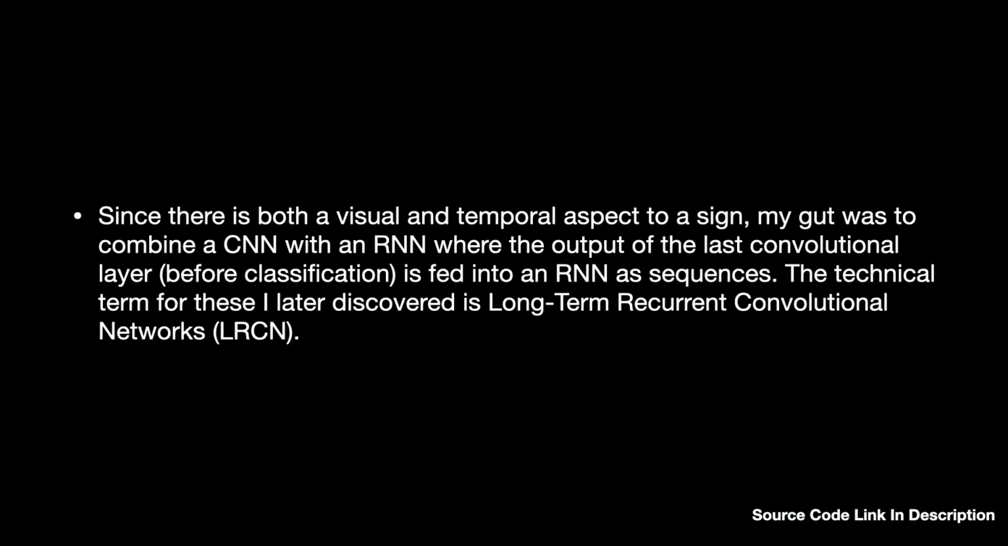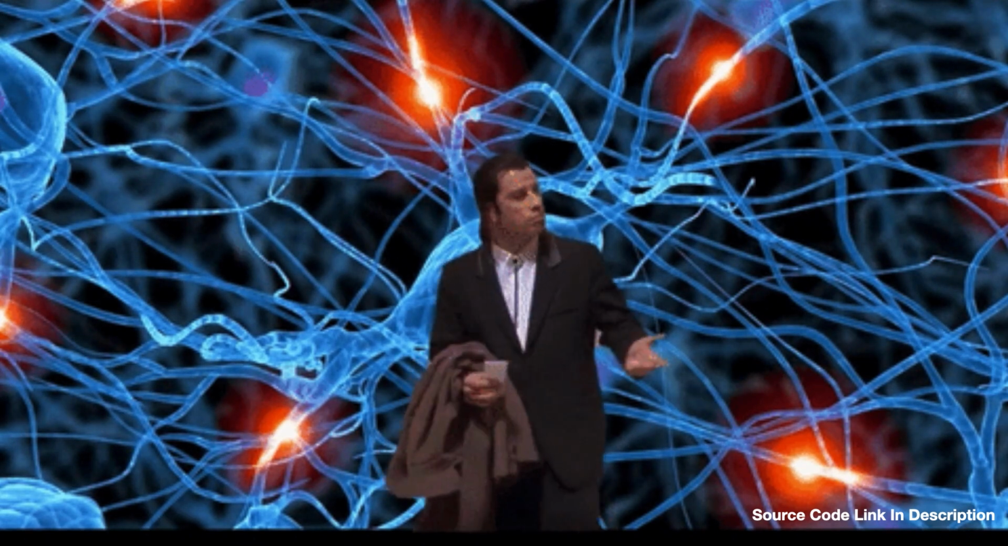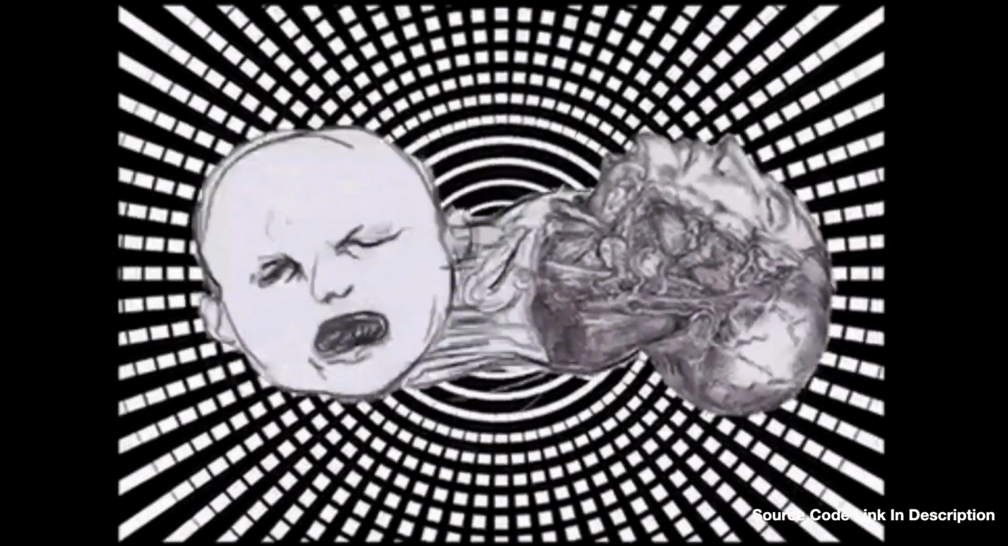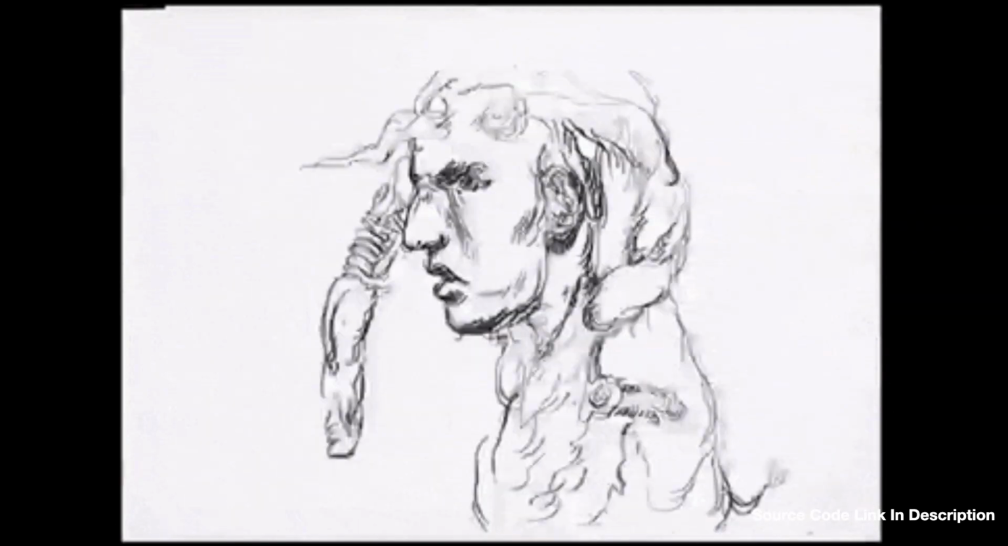Since there is both a visual and temporal aspect to a sign, my gut was to combine a CNN with an RNN where the output of the last convolutional layer, before classification, is fed into an RNN as sequences. The technical term for these I later discovered is long-term recurrent convolutional networks, LRCN. Use a 3D convolutional network where the convolutions would be applied in 3 dimensions, with the first 2 dimensions being the image and the third dimension being time.